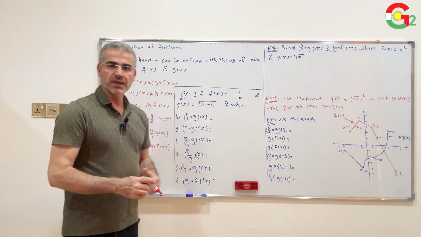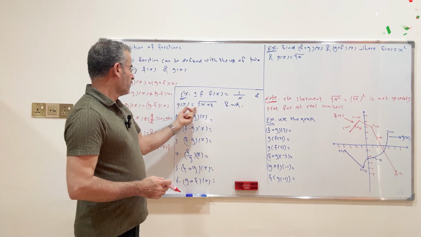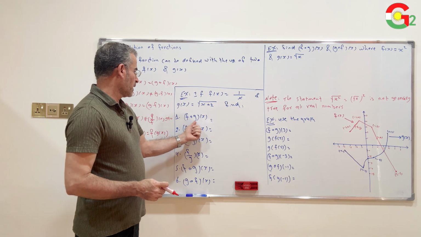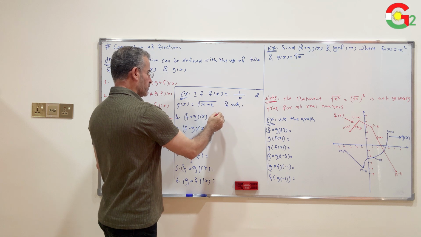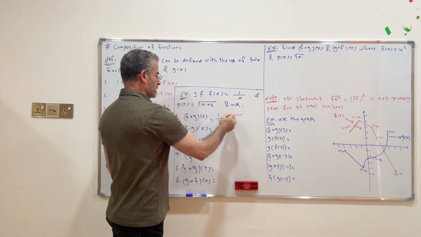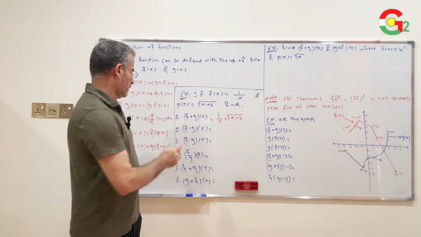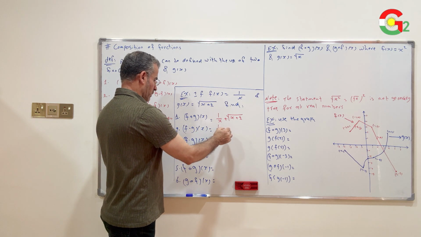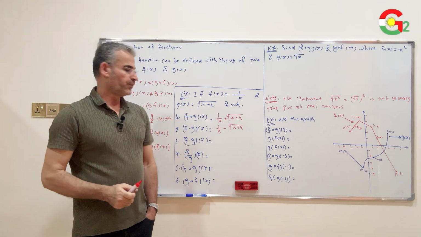Let us solve an example. If f of x equal 1 over x and g of x equal square root x plus 2, find f plus g of x. f plus g, I'll add f to g. f is 1 over x plus g of x is square root x plus 2. That's it. f minus g, subtract g from f, 1 over x minus square root x plus 2.